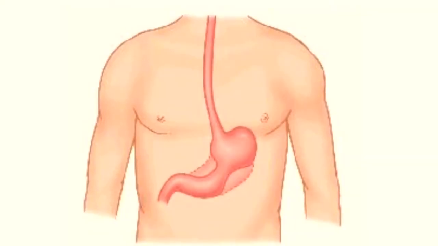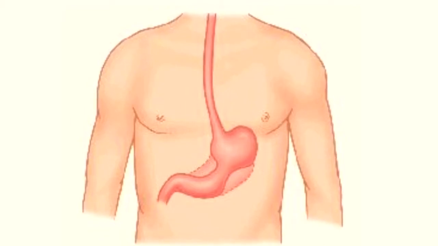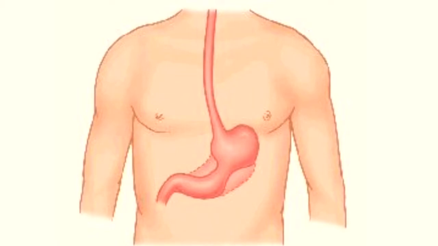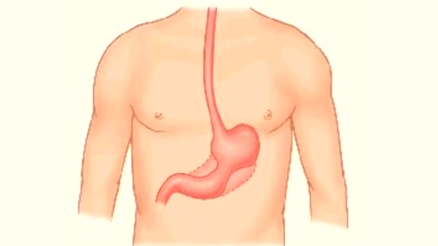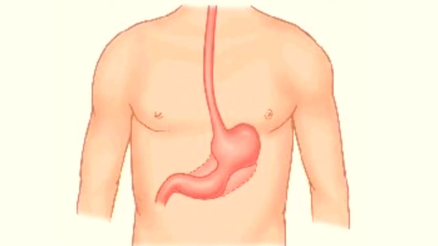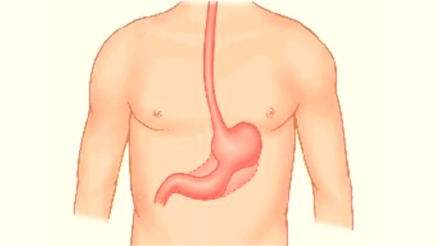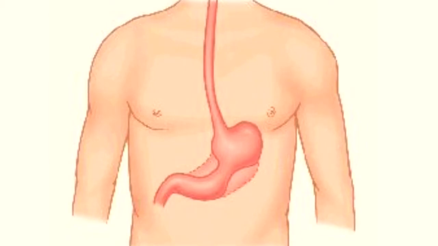The stomach is comprised of two main regions, known as the superior and inferior regions. The superior region of the stomach extends and connects to the esophagus, and the lower region of the stomach descends and connects to the duodenum, which is the first part of the small intestine.